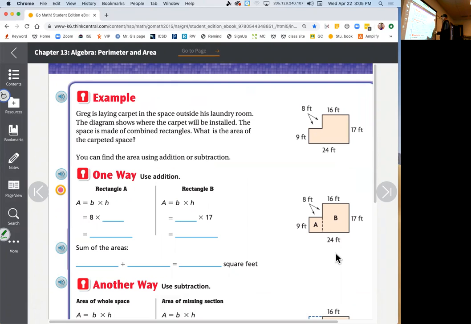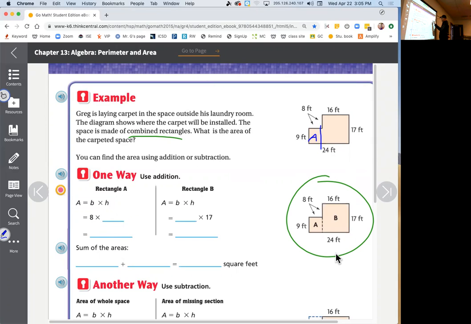Yeah, so Greg is laying carpet. Here are the rooms in his laundry room. The spaces are combined rectangles. What is the area? Well, it doesn't look like a rectangle. It is actually. Look at what they did here. You see what they did? They divided it into 2 rectangles by cutting it right here.